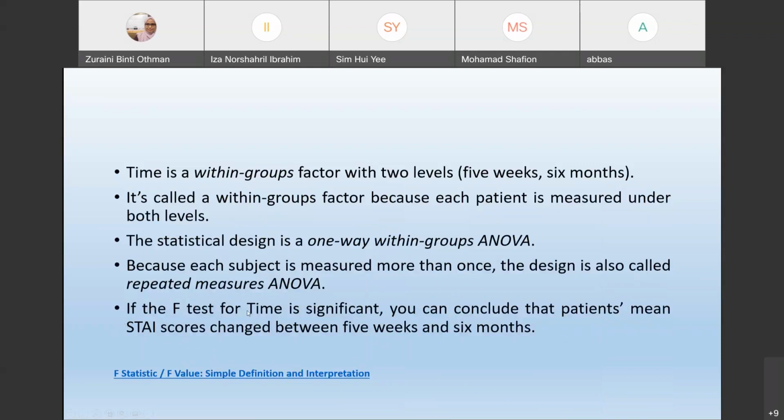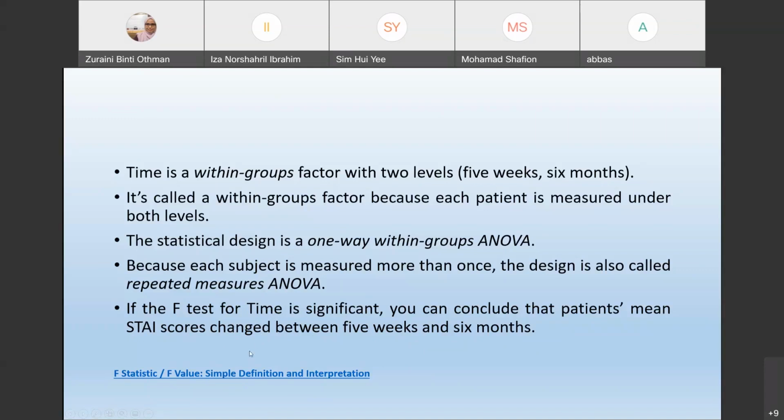If the F test for time is significant, you can conclude that the patients' mean stress score changed between 5 weeks and 6 months. So we look at the F test to know whether time is significant. Then we may conclude something based on this stress score, the change between 5 weeks and 6 months. This is the measurement used to measure each treatment. This time effect is for the CBT treatment only.